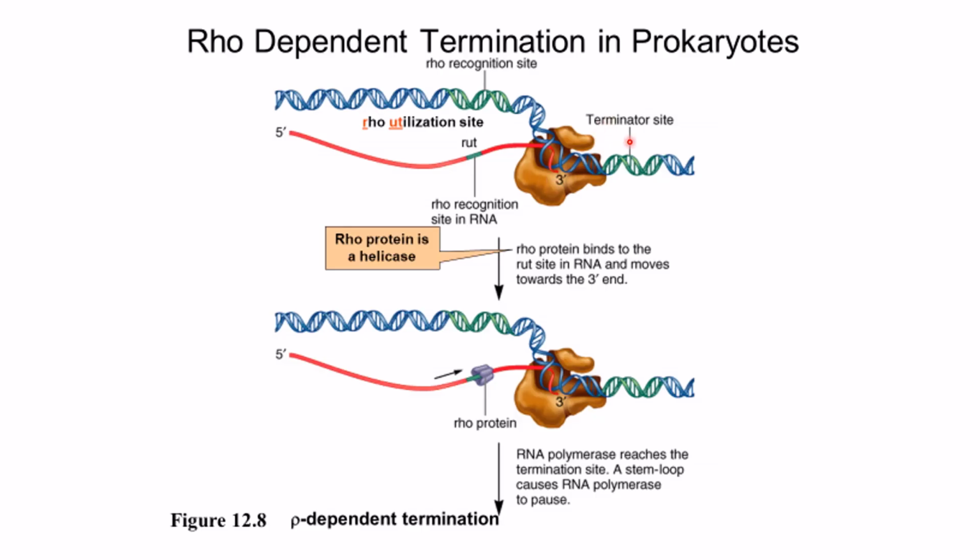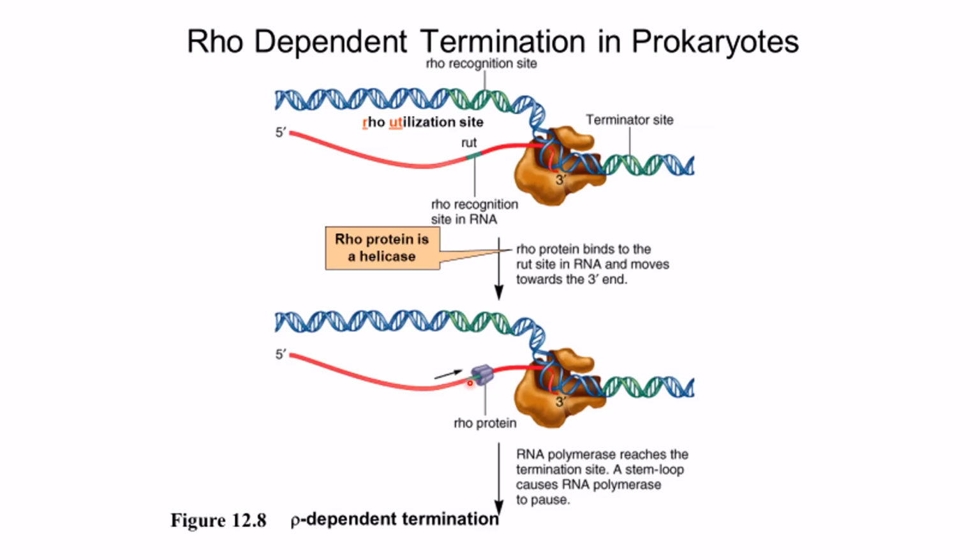As soon as the RNA polymerase is near to the completion of transcription and it is approaching the terminator site, at that point of time, a rho protein, which is a type of helicase protein, will come and attach to this RUT site. As soon as this rho protein attaches to the RUT site, it will try to move forward in the 3' direction towards the RNA polymerase.